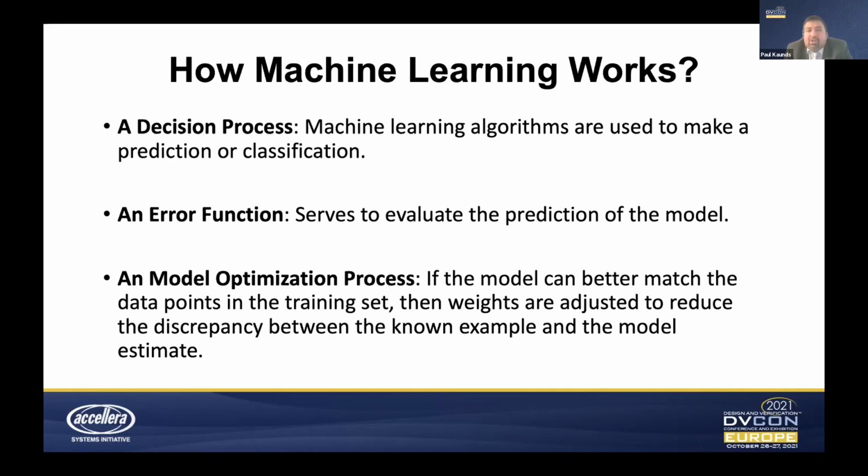Error function serves to evaluate the prediction of the model and also the model optimization process. If the model can better match the data points in the training set, then the weights are adjusted to reduce the discrepancy between the known example and the model estimate. It keeps on learning from the past. As humans keep learning from experiences, this machine learning model keeps learning as we train it.